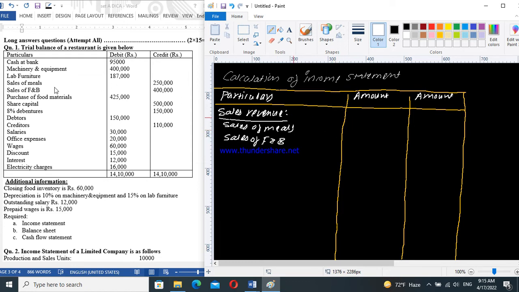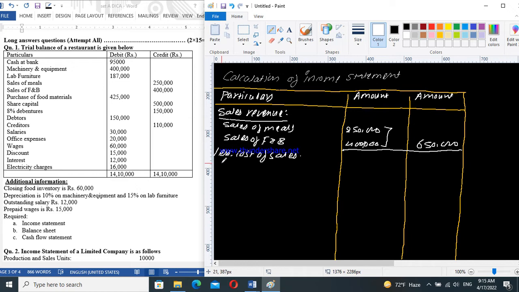Now the amounts are 2,50,000 and next we have 4 lakh. You can sum this information and write it down in the total section. Add and settle it over here: 6,50,000. Less: cost of sales.